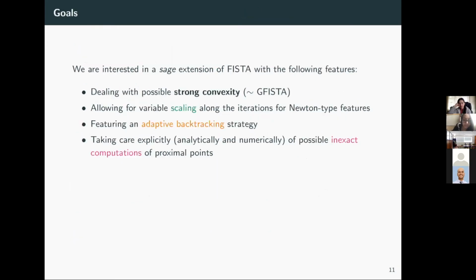Now it's time to introduce the algorithm, which looks a little bit complicated, but is capable of dealing with all these different issues of FISTA. It deals with strong convexity, it deals with scaling. It is capable of adjusting at each iteration the step size, possibly also increasing it. And it explicitly takes into account the computation of proximal points. We call this algorithm, in a funny way, SAGE-FISTA, because there were many issues that we detected in FISTA, so we thought about a sage, a wise way to deal with them. And that's why we ended up with this acronym.